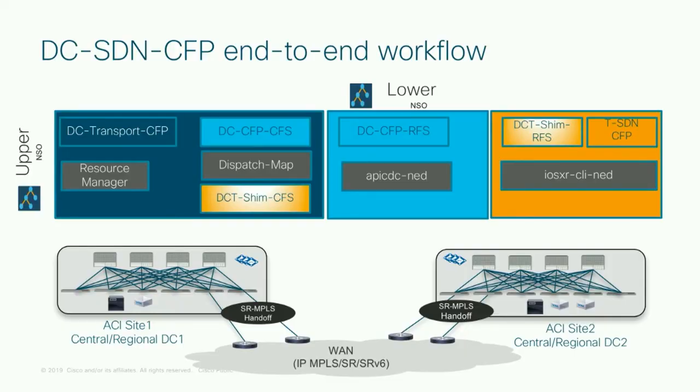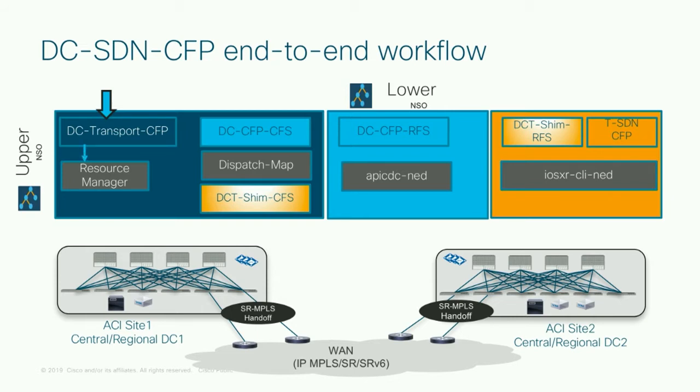So let's look at an end-to-end workflow. We'll start with the user creating a DCT L3 VPN service. This is a layer 3 virtual private network that will be created across multiple border leaves and multiple provider edge devices on multiple data centers. So in order to do this, you need to provide resources.